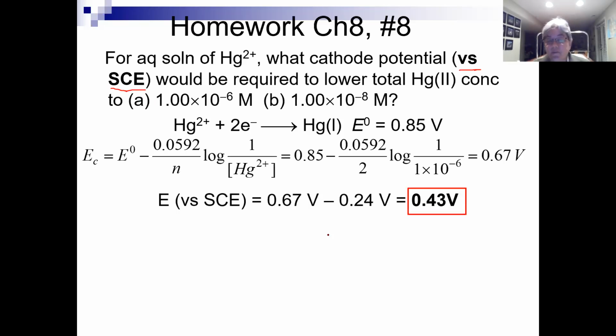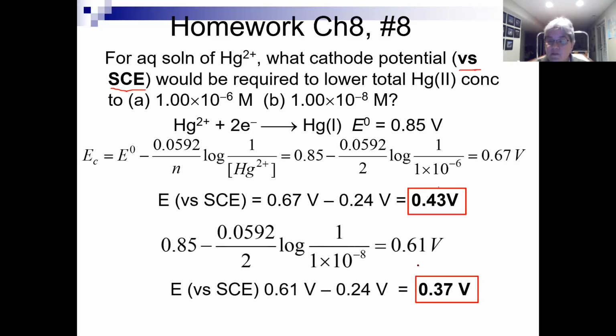Okay, the second one, B, said, what if I want to lower the concentration to 10 to the minus 8? Well, exact same thing, except instead of minus 6, I use minus 8. And I get 0.61. And then I have to do versus SCE. And that's my answer for that. So this was one of the homework questions in your book that I've just done for you, but you need to know how to do this. There will also be a calculation like this on the quiz and on the final exam. A simple Nernst equation, nothing complicated here. So you just have to do a quick, easy Nernst equation. What potential do I need to lower the concentration to a certain amount?